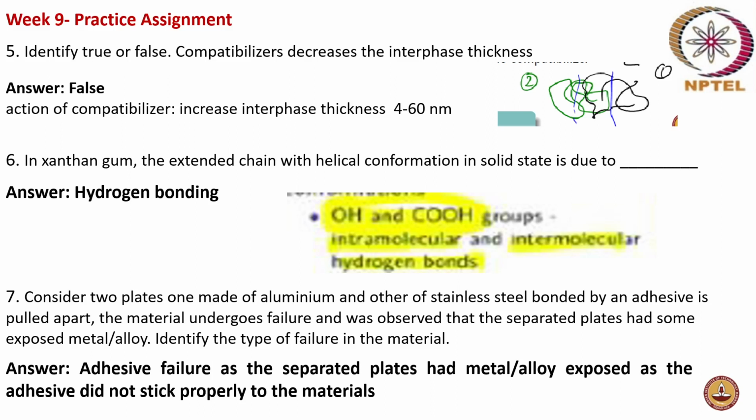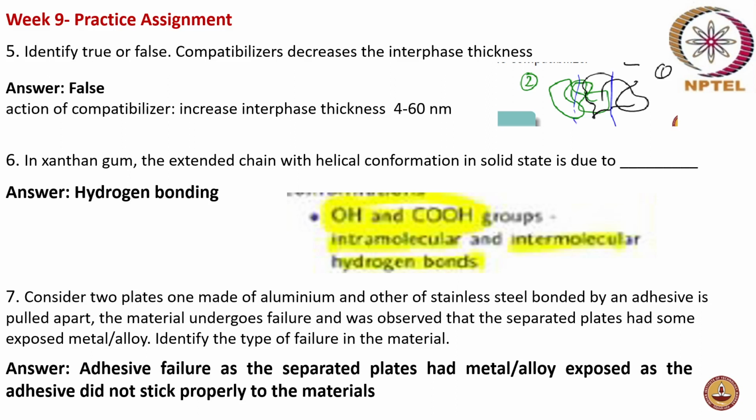So there are two types of failure of adhesive material. One is the cohesive failure, and the second one is the adhesive failure. So what happens in case of adhesive failure? How do you say it is adhesive failure in this case? When you observe the separated plates, there was some exposed metal or alloy also, right? That means in that place the adhesive did not stick to the metal or alloy. So obviously there is no proper adhesion of the adhesive with that material, and that is why we say adhesive failure.